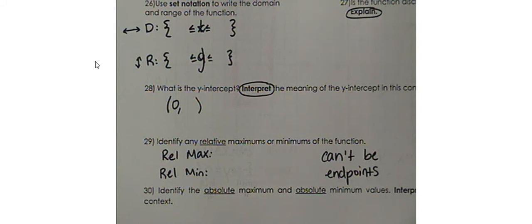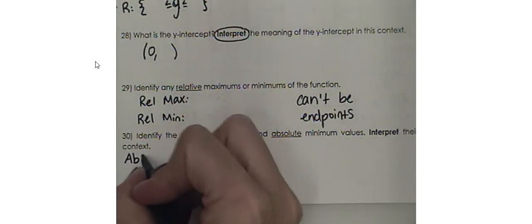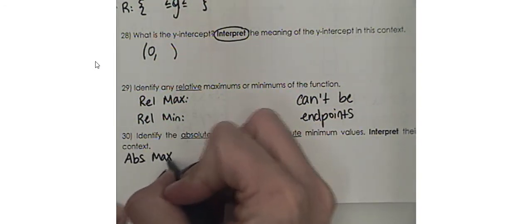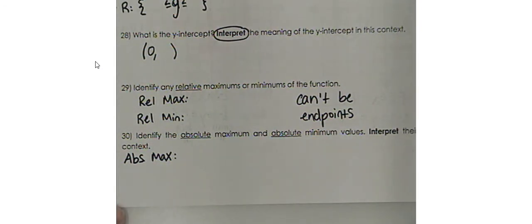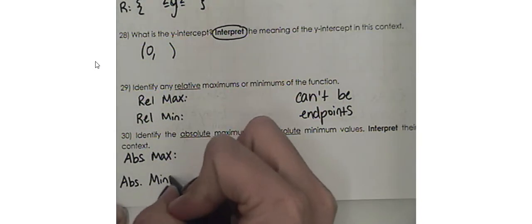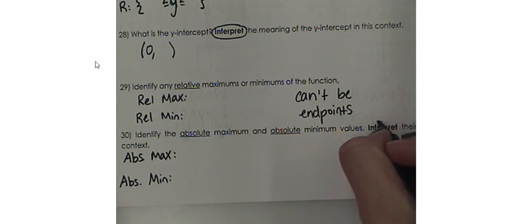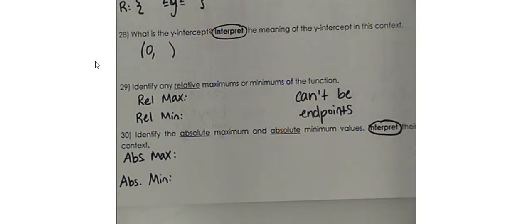Then for question 30, you're identifying the absolute maximum and the absolute minimum values. So what's the highest y value no matter where it occurs? And this matches your range in question 26. What's your absolute minimum, your lowest y value, no matter where it occurs? And this matches your range as well in question 26. And then interpret their meanings. So look on the y-axis and what does it mean? It's the lowest what and the highest what. You can do it.